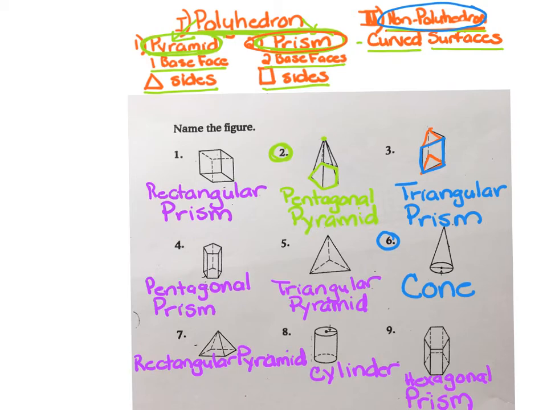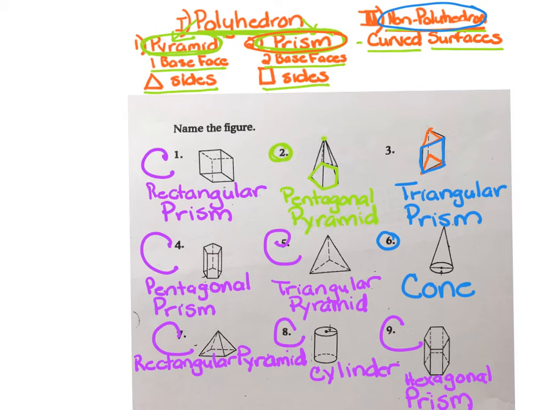For number 1, you should have gotten rectangular prism. For number 4, you should have gotten pentagonal prism. For number 5, you should have gotten triangular pyramid. For number 7, you should have gotten rectangular pyramid. For number 8, cylinder. And for number 9, you should have gotten hexagonal prism.